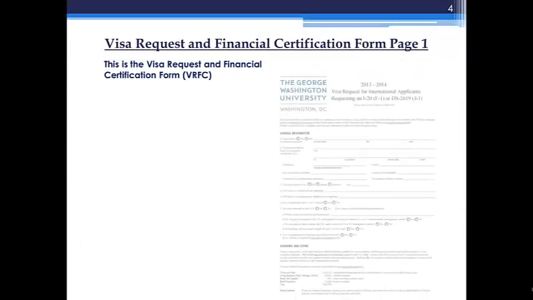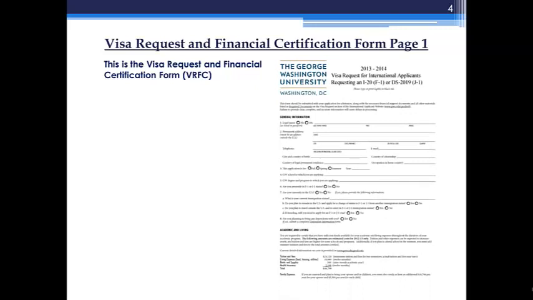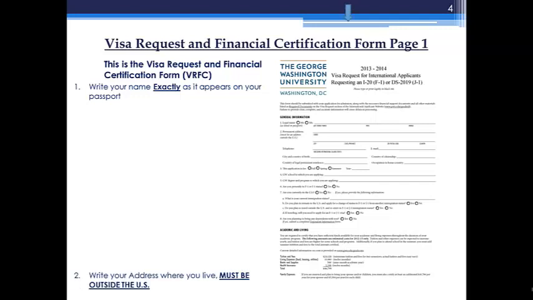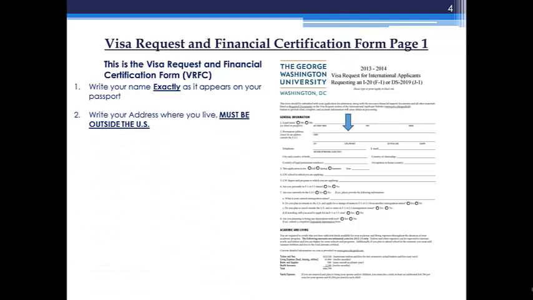This is the Visa Request and Financial Certification form. On the Visa Request and Financial Certification form, please write exactly the following. Please write your name exactly as it appears on your passport. We do not accept nicknames or abbreviations. For your address, please write your permanent address where you live. We will not accept P.O. boxes as valid permanent addresses. This address must be outside of the United States.